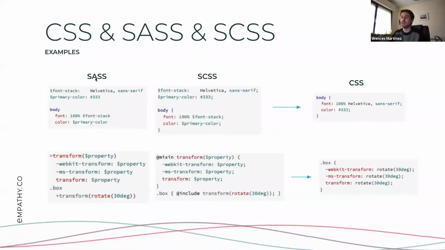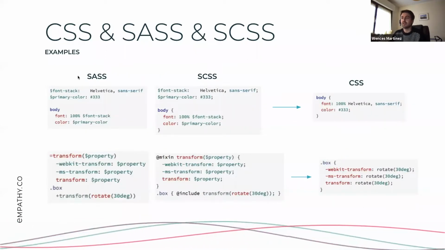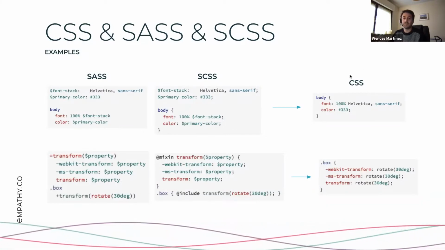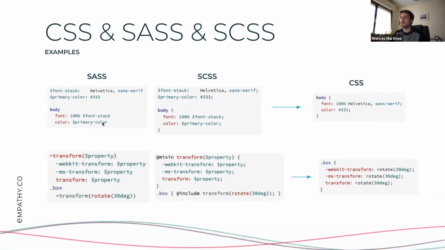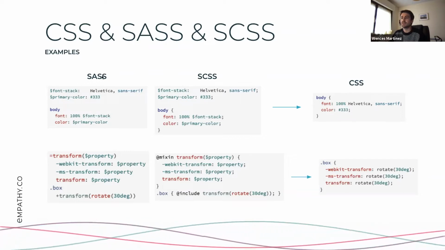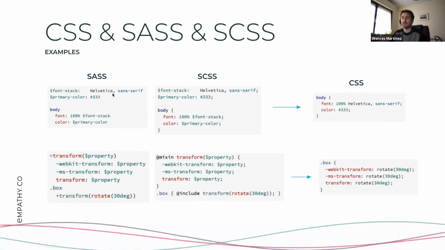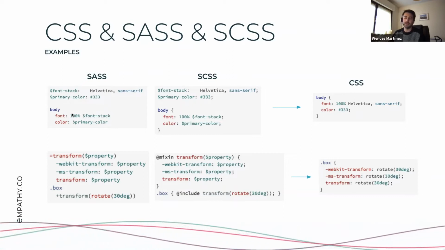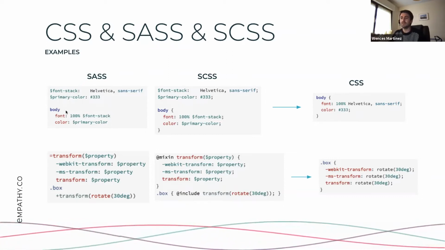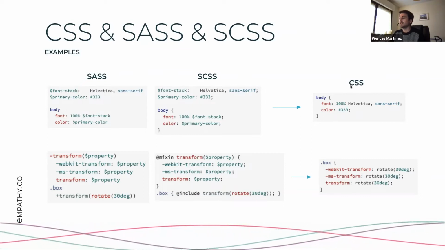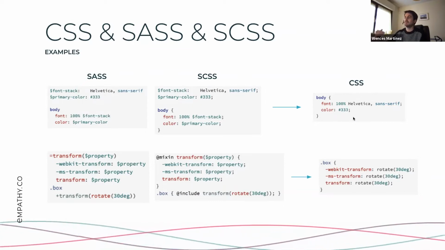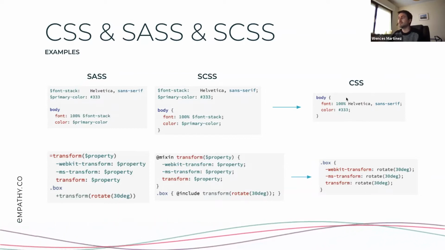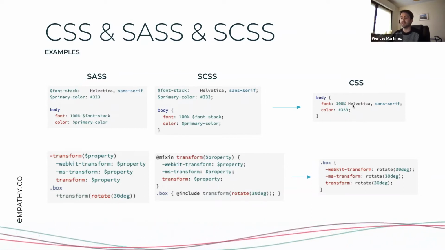You also have the possibility to declare variables here, which we can't do in CSS. As you can see here, we are defining one variable for the font family and also for the primary color. Then we are using them on the body element, but in CSS you have to declare, for example, the font family or the primary color every time that you want to use it.